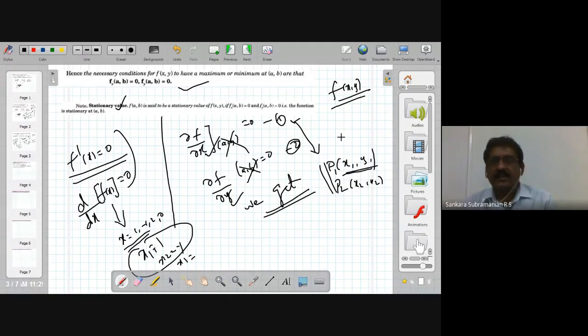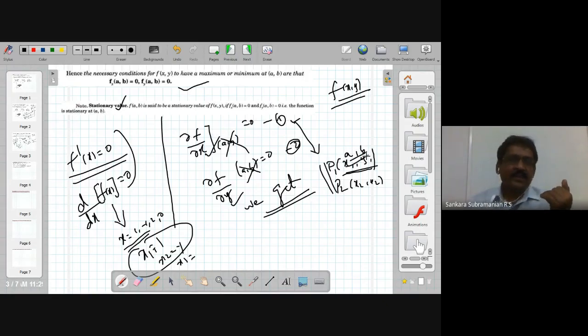At these points we have to check whether the function is going to have a maxima or a minima or neither maxima nor minima. So this is the necessary condition actually: fx at the point a comma b equal to 0 and fy at the point a comma b equal to 0, which means that we equate it to 0 and we find those points and we call it a comma b.